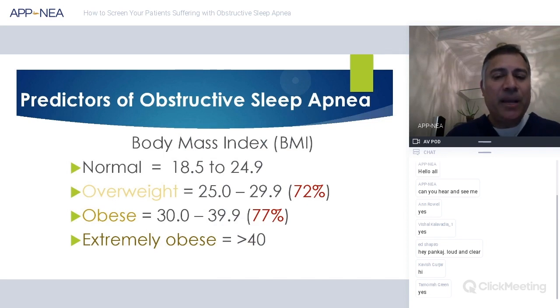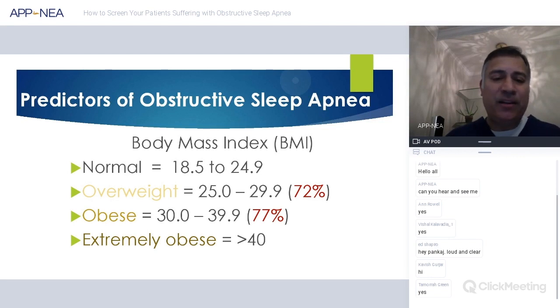When you look at BMI, which is the body mass index, normal is 18 to 25. Overweight is 25 to 30. So just remember, 72% of overweight people have sleep apnea. When you're dealing with obese, the incidence just increases. Obese is a BMI of 30 to 40.